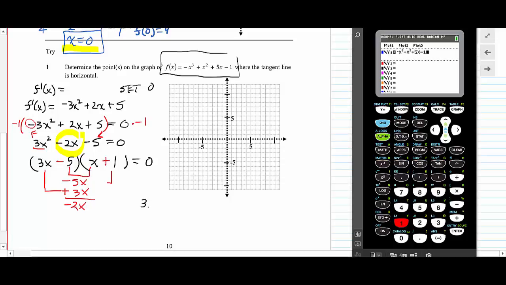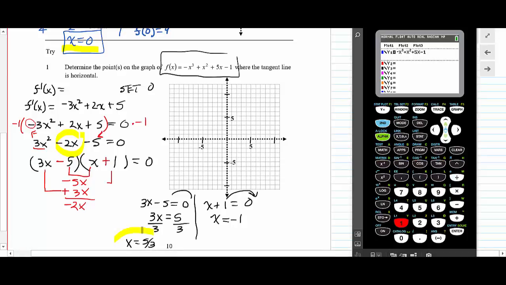Now, what you do from here is you do 3x minus 5 is 0. That will give you one place where the tangent line's horizontal. Then you do x plus 1 equals 0, and that'll give you your two answers. Okay, so when you do this, you can add 5 to both sides, or you can just move the 5 like that, divide by 3. So the first answer you should get is 5/3. That's one place. Okay, and then do this one. You can subtract 1 from both sides, or just move that, so these are the two answers: 5/3 and -1.